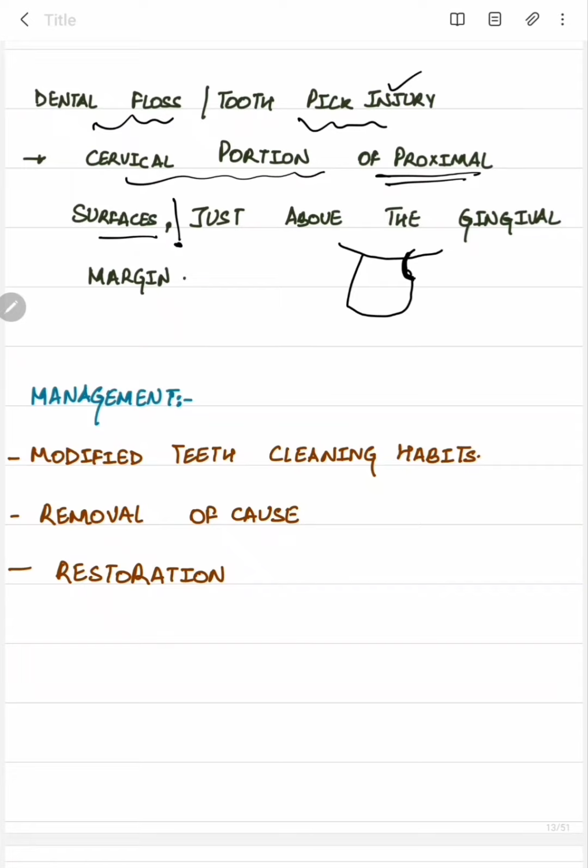So the management is, modified teeth cleaning habit should be recommended, right? Because there are some abnormal mechanical processes such as horizontal toothbrushing technique, which is a wrong teeth cleaning habit, you can say. So modified teeth cleaning habit is recommended. Removal of the cause such as external agents, toothpick, dental floss, bobby pins, pipe smoking, right? And restoration of the affected tooth structure is done, right? So this is all about the management.